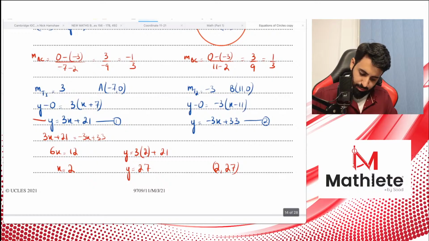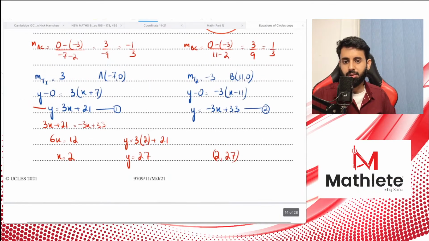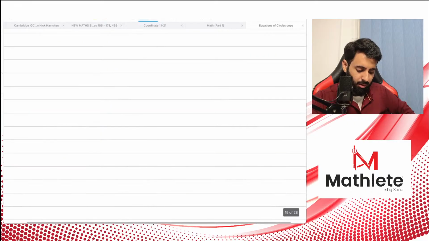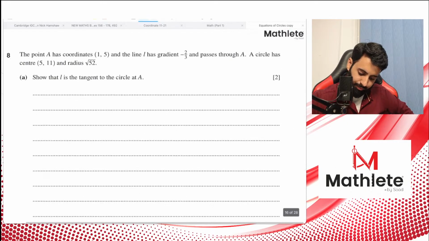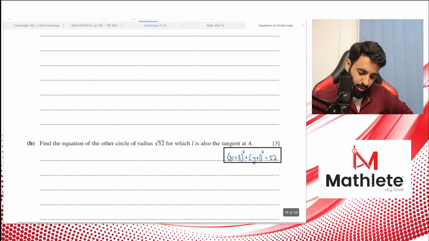This is from 2021, paper 1, variant 1. As you know, the equation of circles was added fairly recently in the AS syllabus, so that's why we don't have a lot of questions on this topic. Anyway, here's another question. This is also from May, June 2021, and this is paper 1, variant 2.